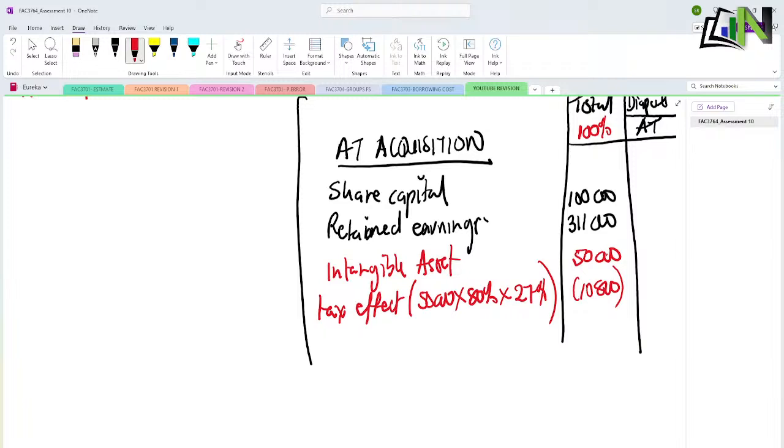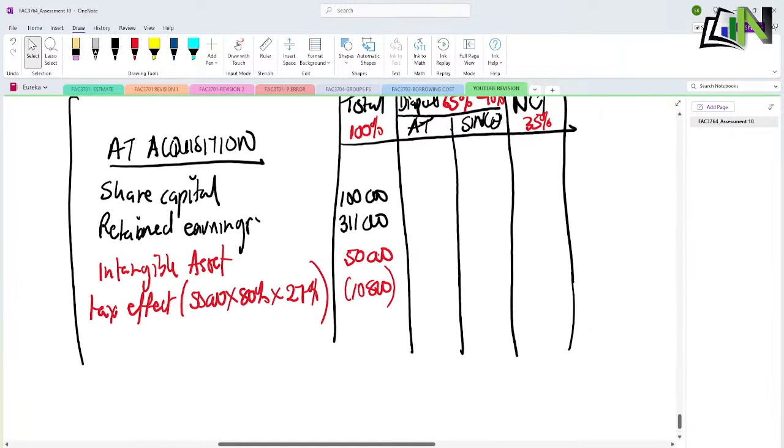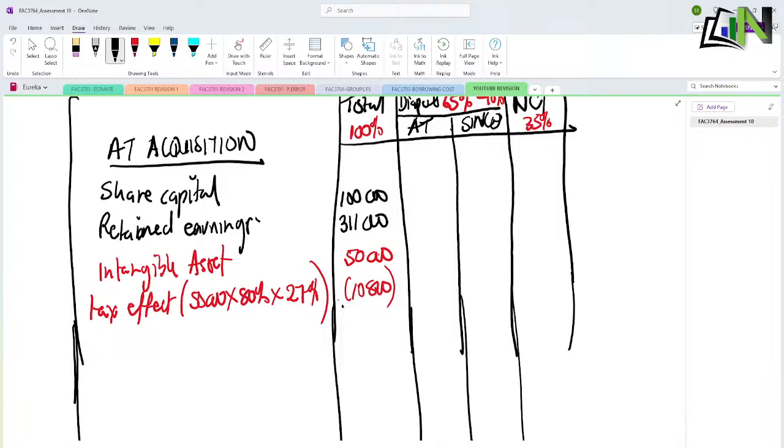Right, guys, those are the only items that affected my equity. As you can see, I'm not sharing them yet. This is another way to be faster with your analysis. You don't have to share everything line by line, just share the total. So once I get here, I'm going to calculate my total equity: 100,000 plus 311,000 plus 50,000, then minus 10,800. I'm getting 450,200. That is my total value.